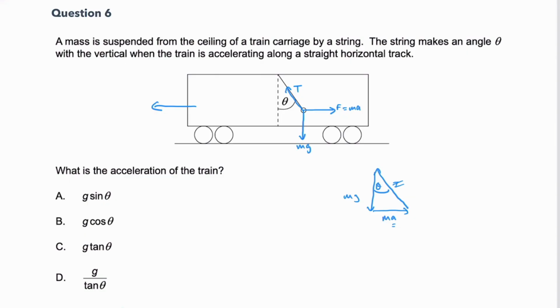So what we can do is we can use the trigonometric function and say tan theta is equal to opposite, a, over adjacent, g. The two m's cancel. And if we rearrange, a equals g tan theta. And the answer is C.